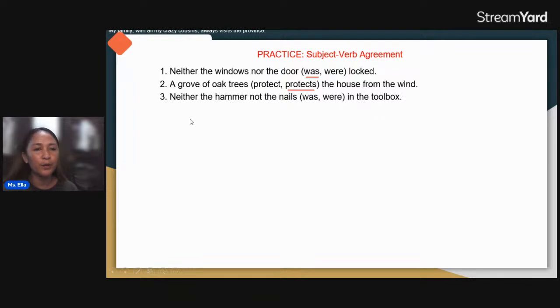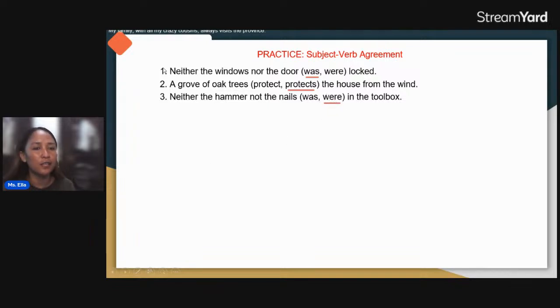Okay, so the answer for number three is were. Why were? Again, if there are two subjects joined by the word nor, the verb must agree with the closer subject. Now, what's the closer subject? It's the nails. Nails is a plural subject. That means we will take a plural verb, were, in the toolbox.